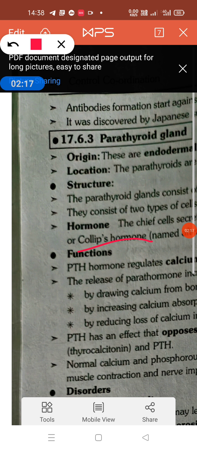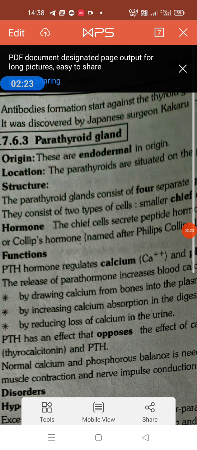The function of this parathormone is to regulate the calcium level in blood and tissue, the calcium and phosphate balance between the blood and tissue. The release of the parathormone increases the blood calcium to normal level, by drawing the calcium from bones into the liquid part of the blood, the plasma. Calcium and phosphate level is maintained by the joint action of the hormone thyrocalcitonin.